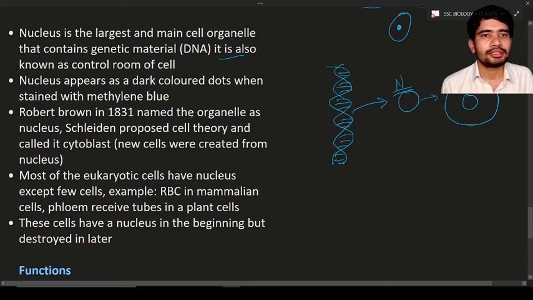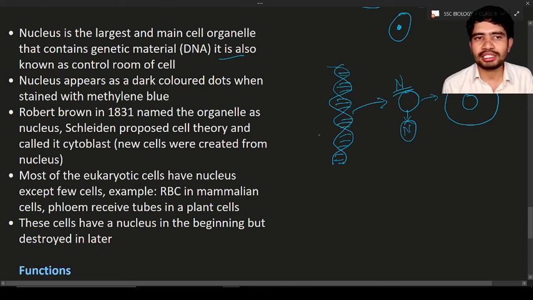Okay. So one important scientist is Robert Brown. In 1831, he named the cell organelle as the nucleus. Okay, he named this as nucleus. His name is Robert Brown.